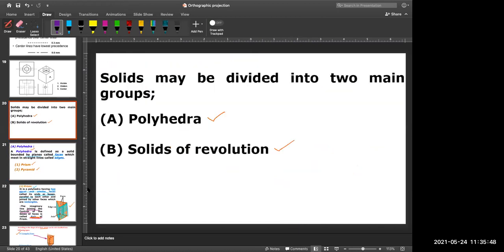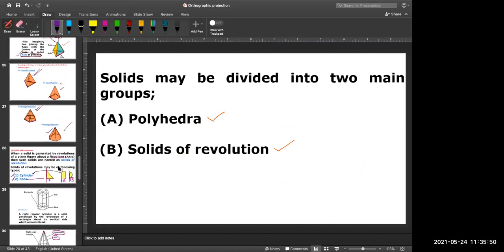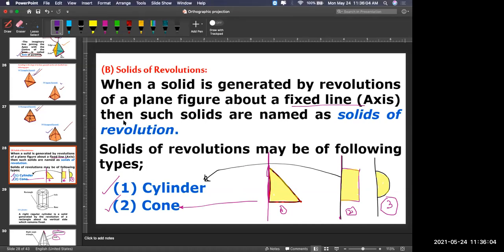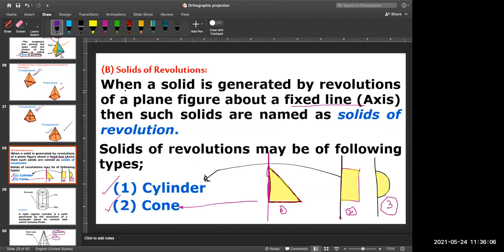Now we will see solids of revolution. Did we discuss these things in the previous lecture? I can see those annotations on my slide. So this is the solid of revolution. When a solid is generated by revolution of a plane figure about a fixed line, then such solids are named as solids of revolution.